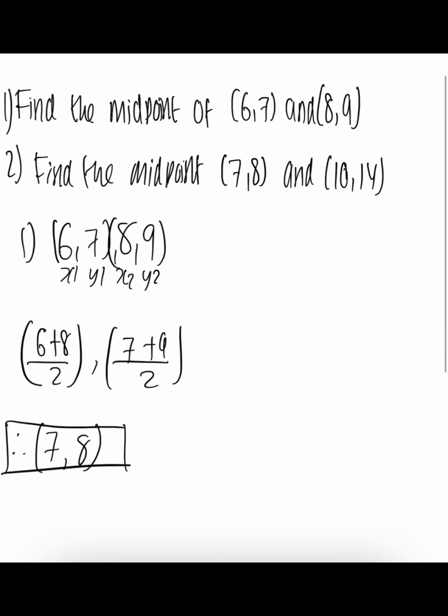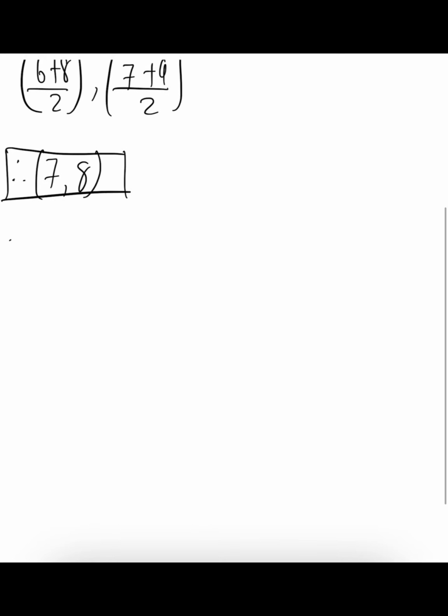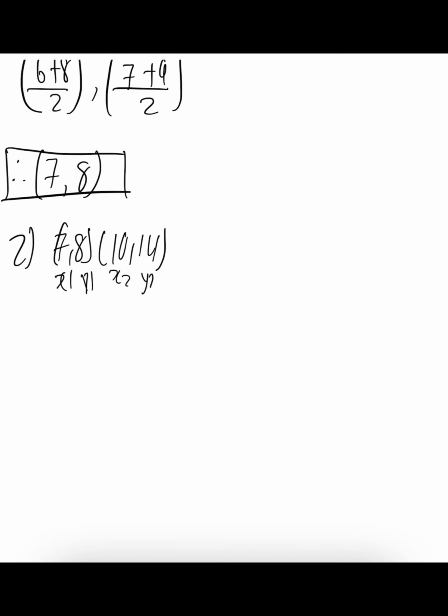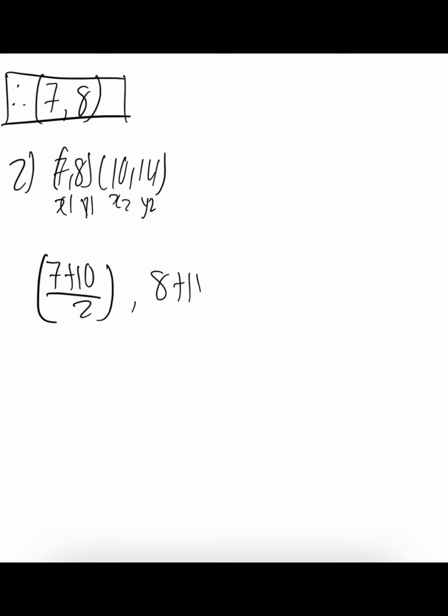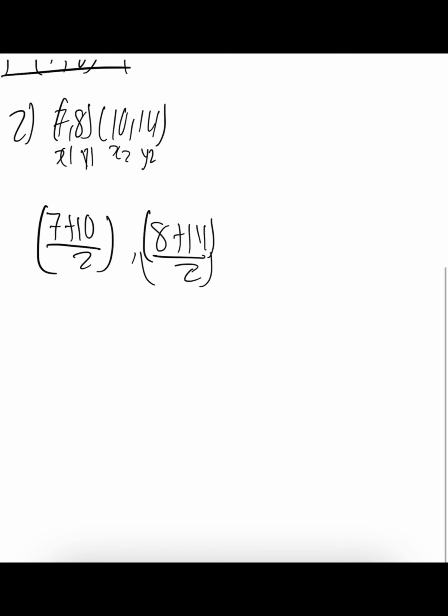So our answer to the first part will be 7, 8. Now our second pair of coordinates will be 7, 8, and 10, 14. Just label again, x2 will be here, y2 there. Now let's just deal with the x value. Really, it doesn't matter which one you deal with first, but sometimes it's just nice to go in chronological order. So we have 7 plus 10 divided by 2, comma, 8 plus 14 over 2. Should have just extended those brackets, it's fine.